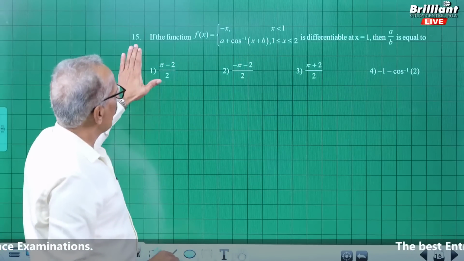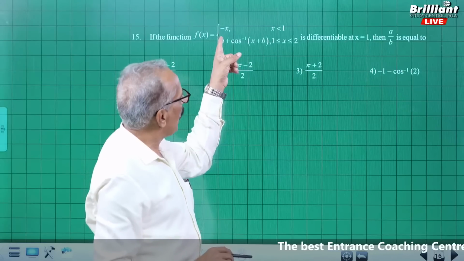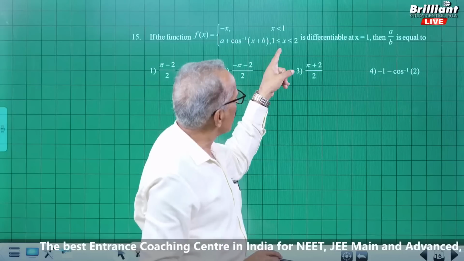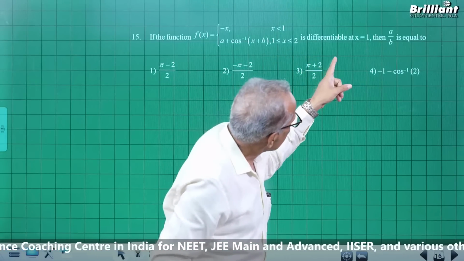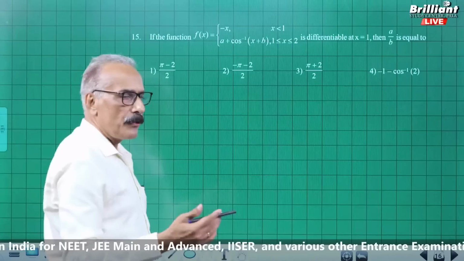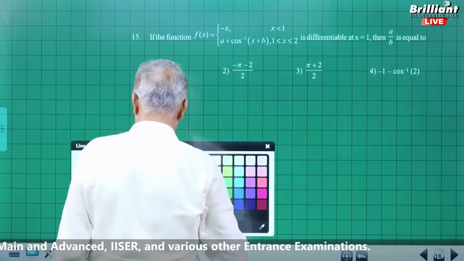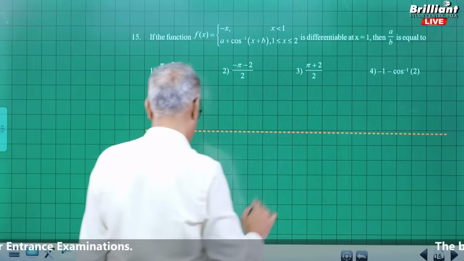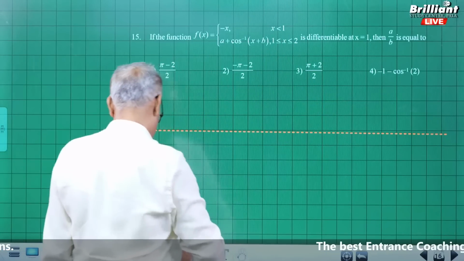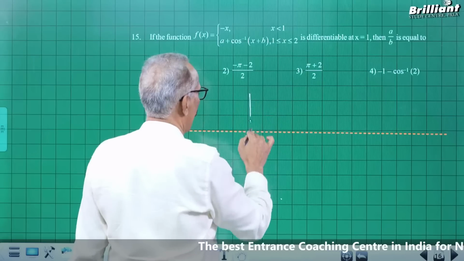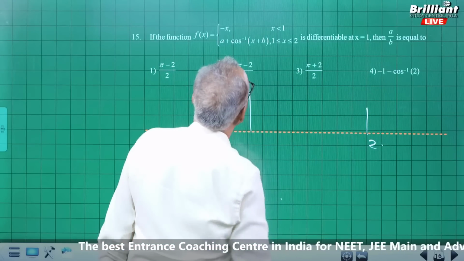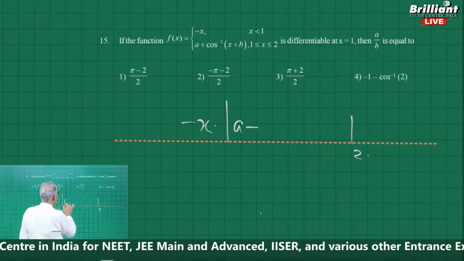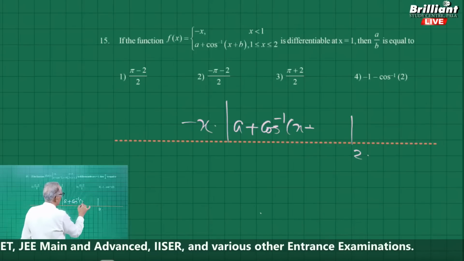Well, if the function f(x) is equal to minus x when x is less than 1, and a plus cos inverse of x plus b for 1 less than or equal to x less than or equal to 2, is differentiable at x is equal to 1. How do we do this question so quickly? We can do this question just by drawing a number line. Say the critical point is 1 and here it is 2. Less than 1, your function is minus x, and between 1 and 2, a plus cos inverse of x plus b.